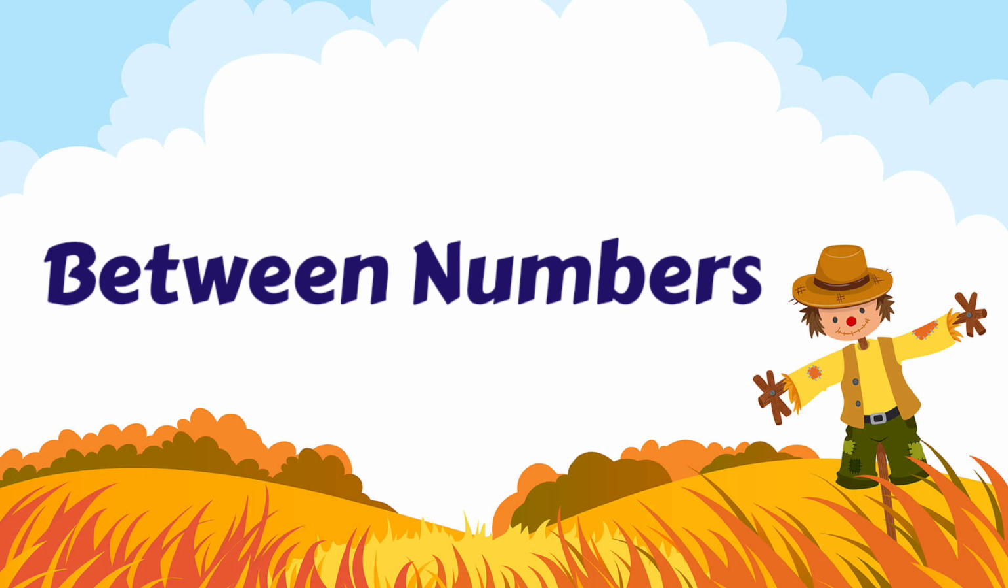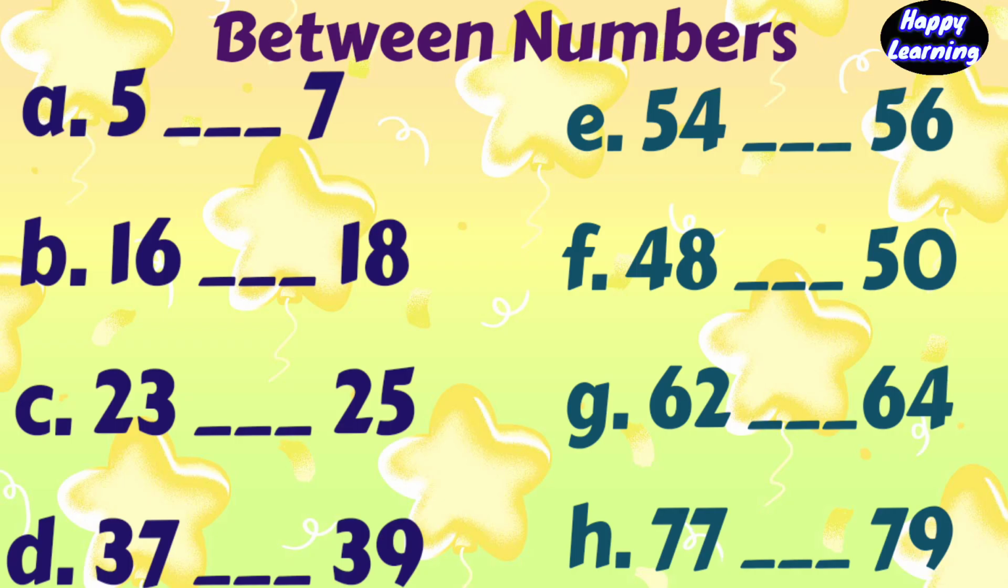Between numbers. The number between two numbers is called the between number. A. The number between 5 and 7 is 6. B. The number between 16 and 18 is 17.